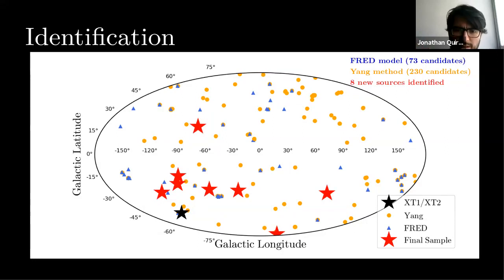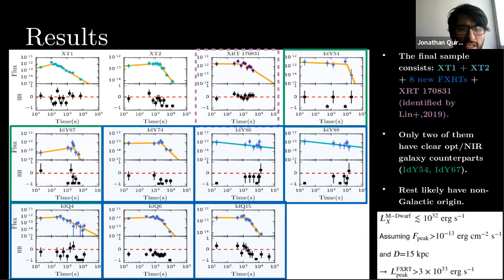So here you have our results. Here you have, in galactic coordinates, the positions of the events or candidates detected by FRED and by Young, and the positions of XT1 and XT2 in Chandra. The red stars are our final sample of 8 candidates to XT1 and XT2-like events that we found. Here you can see the light curves of XT1, XT2, and also these new 8 candidates to XT1 and XT2-like objects. Additionally, we studied this other X-ray transient, XRT 7831, which was identified by Lin et al. This object is not part of the Chandra Source Catalog.